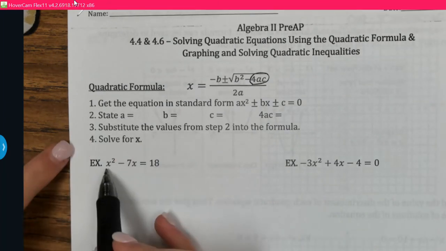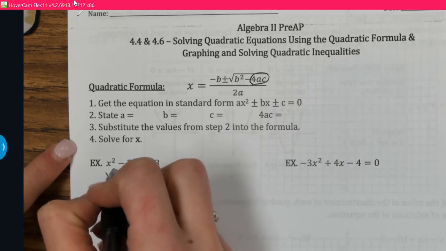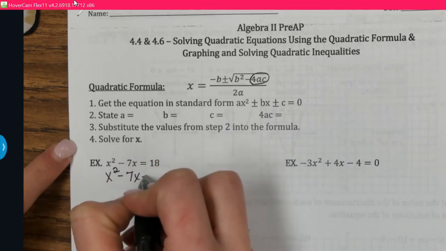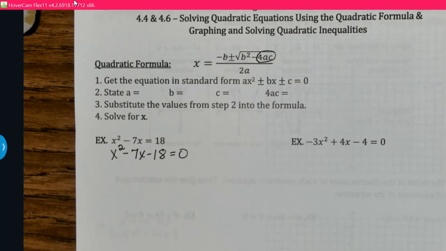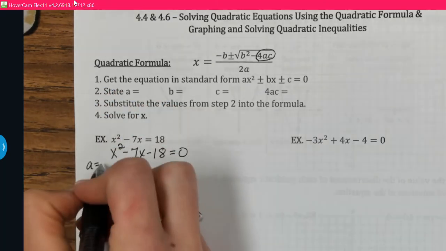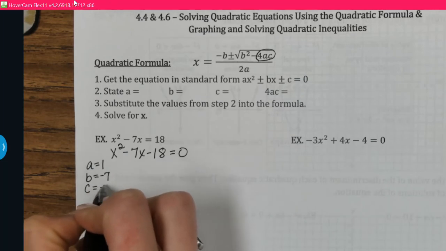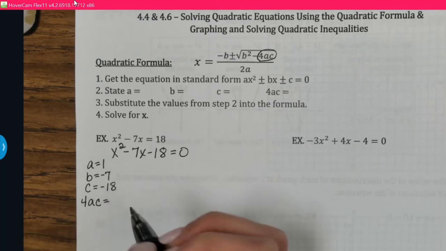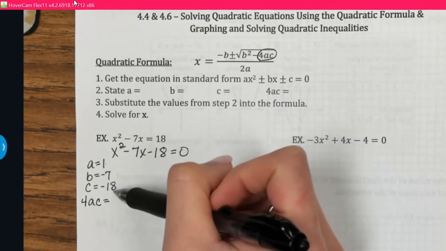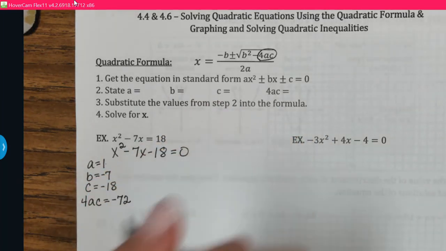So if I have x squared minus 7x equals 18, I need it equal to 0, so I'm going to subtract that 18, and it would give me x squared minus 7x minus 18 equals 0. Okay, then I'm going to identify my values. So my a is 1, my b is negative 7, my c is negative 18. So then when I take 4 times a times c, I'm doing 4 times 1 times negative 18, which should give you negative 72.